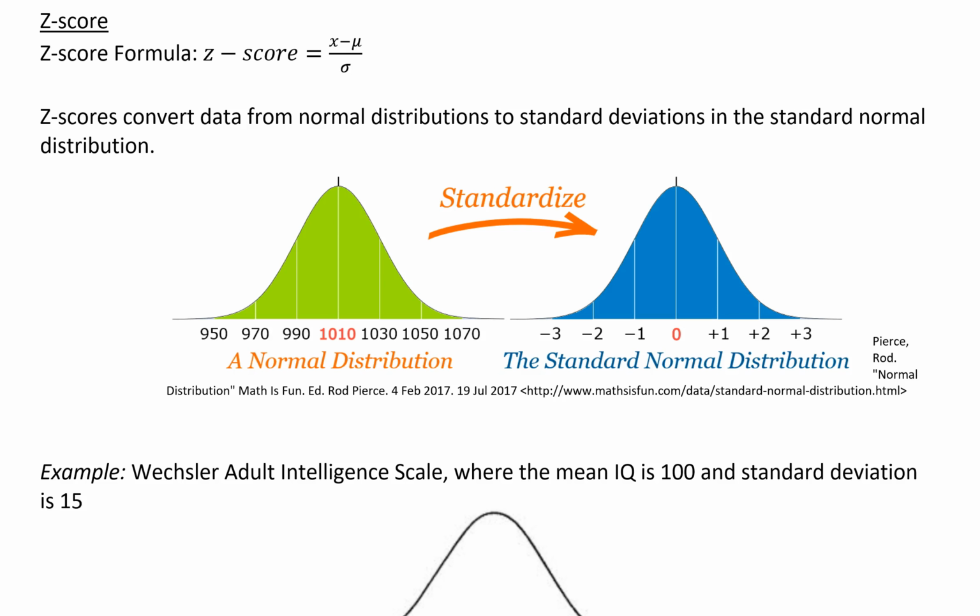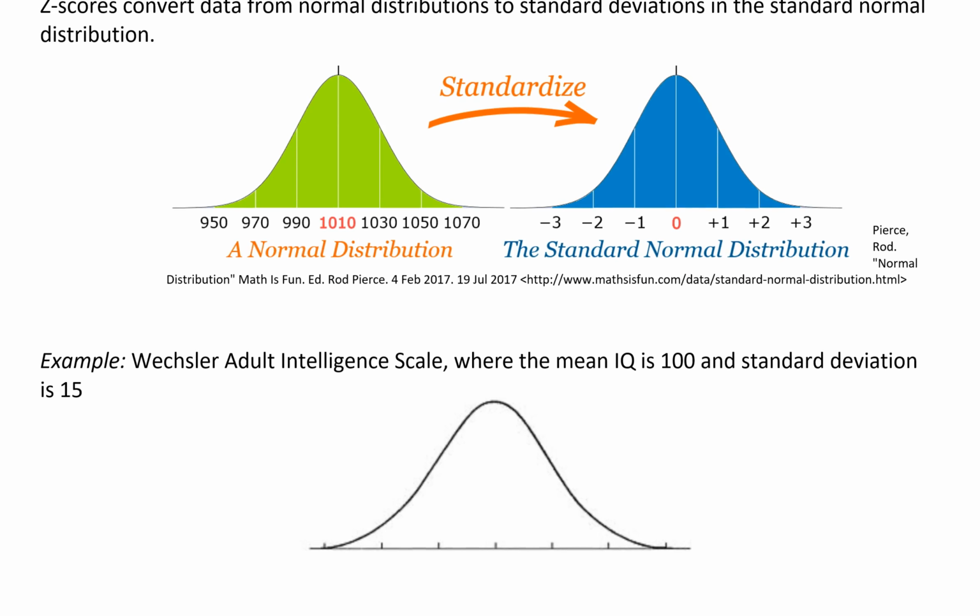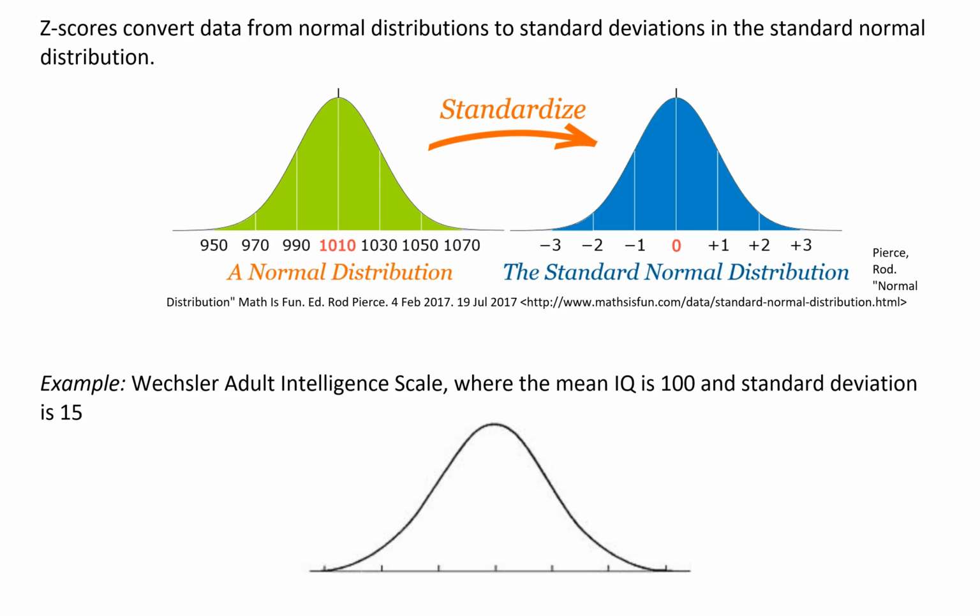I found this graphic and really liked it. It helps us see that a z-score converts data from normal distributions to standard deviations in the standard normal distribution. So what happens is we get a data value, say 990, and we're able to utilize that formula along with the mean and the standard deviation to then figure out that that 990 is actually a -1 standard deviation in the standard normal curve. And I could do that for any data value.